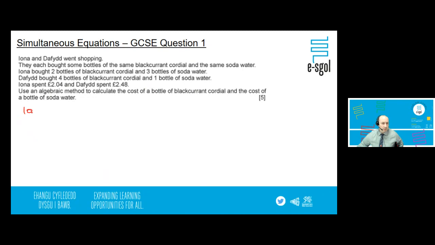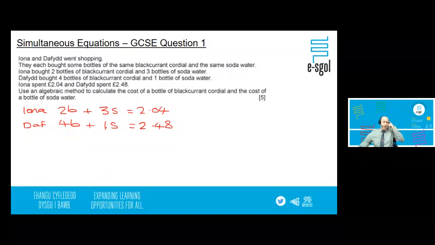So let's have a look at Iona first. So 2 bottles of blackcurrant, so 2B plus 3 bottles of soda water, 3S, and she spent £2.04. I missed the pound sign out, but I do need to write the numbers with decimals. And then we've got David, I'll just put Dav for now. And that is 4 bottles of blackcurrant, so 4B, and also bought 1 bottle of soda water. I could put that as S, but I'll write 1S just so we know what's going on. And David spent £2.48.